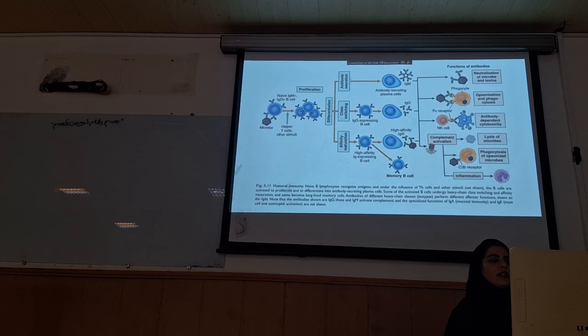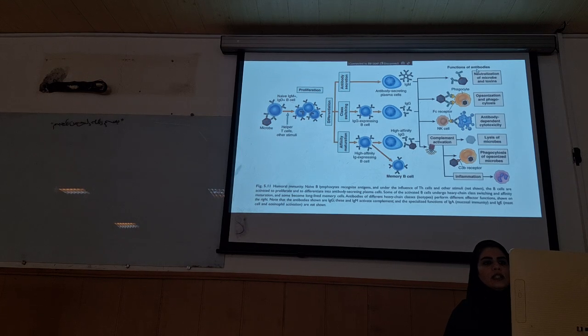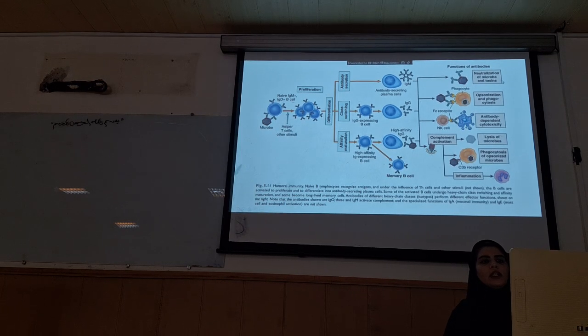And we have three functions. Antibody secretion by plasma cells. We have class switching. For example, the first antibody is IgM or IgD, but here we have IgG expressing B cells. So this is class switching. We have affinity maturation. We have high affinity IgE immunoglobulin expressing B cells. And we have production of some memory cells here. And these are the functions of antibody.